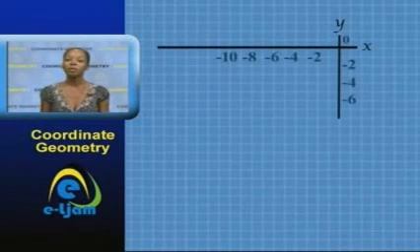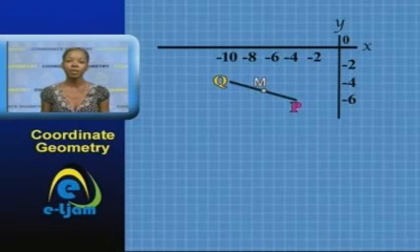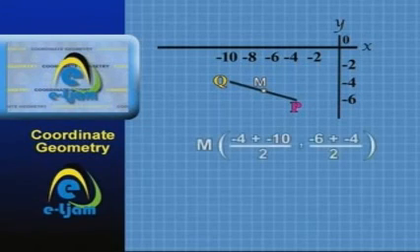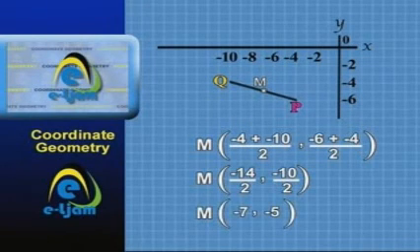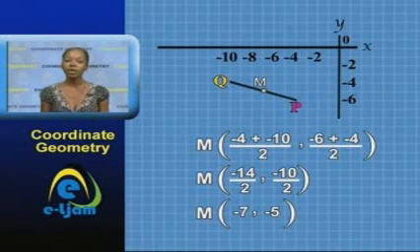So then, what would be the coordinates of the midpoint of PQ with coordinates -4, -6 and -10, -4 respectively? The midpoint would be -7, -5. So now we know how to find the length of a line as well as its midpoint.